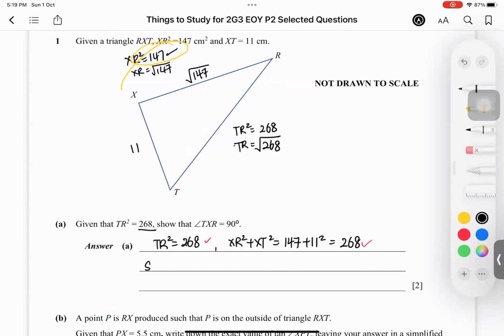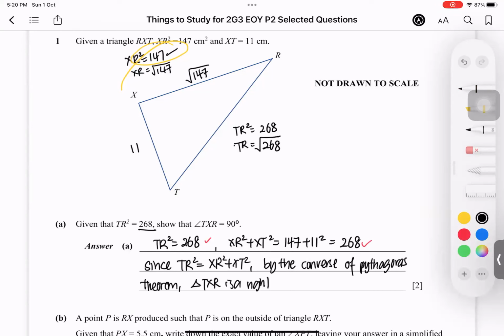Then we write: since TR squared equals XR squared plus XT squared, by the converse of Pythagoras theorem, triangle TXR is a right triangle. Therefore, the angle opposite the hypotenuse, angle TXR, is equal to 90 degrees.